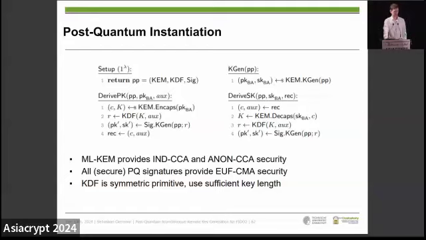Furthermore, all post-quantum signatures that are currently being standardized do provide the extension unforgeability. And for the key derivation function, it's a symmetric primitive, so you only have to be careful with the key length to achieve security in a post-quantum setting.